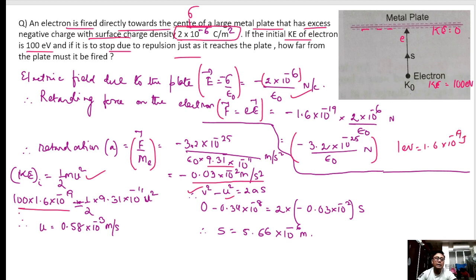So this is the kinetic energy. So what was the initial velocity of the electron? This. Final velocity will be 0. Why? Because they are telling it will stop. So using v square equals u square minus 2as, we can find out the distance from which the electron should be fired.